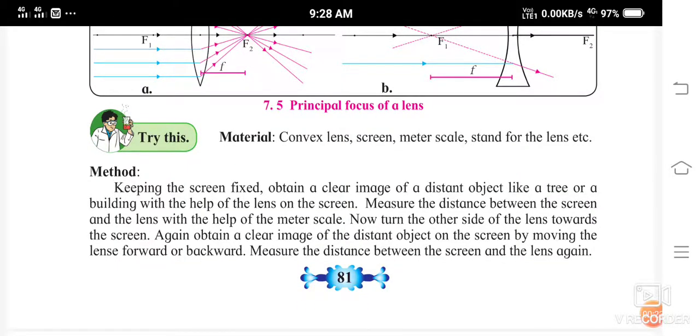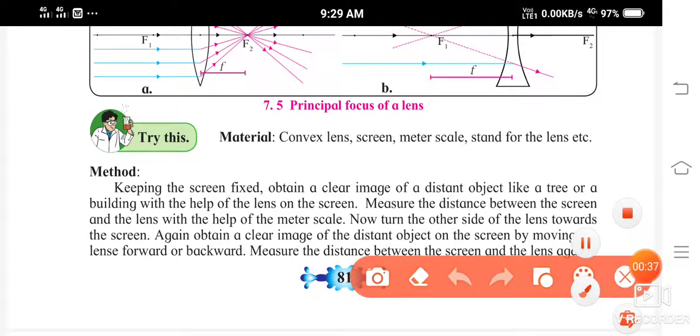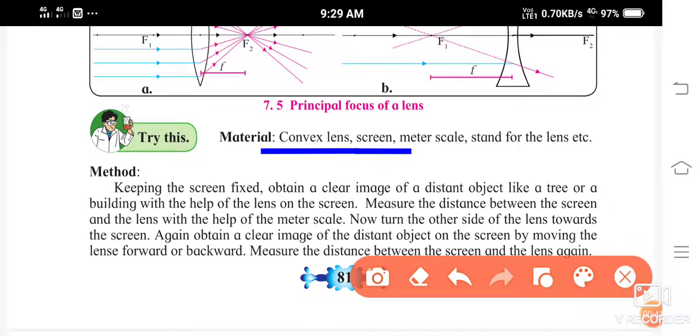The material required for this is a convex lens, screen, meter scale, stand for the lens, etc. You require a convex lens, then a screen for the image, then a meter scale to measure the distance, and a stand for the lens, so that you can adjust the lens on the stand.